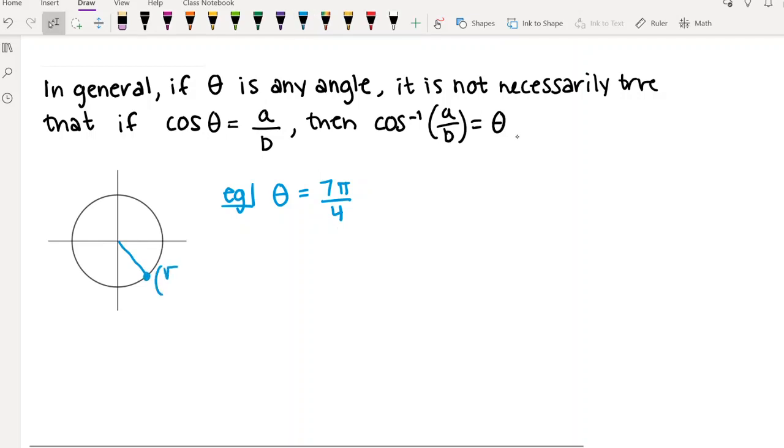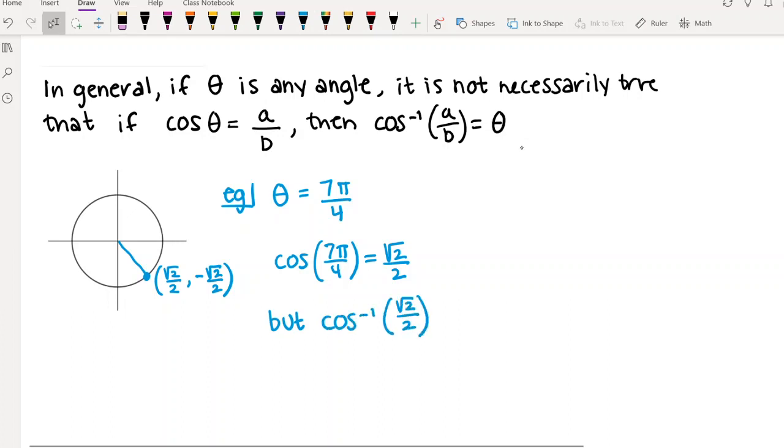So the coordinates of this point are root 2 over 2 and negative root 2 over 2. So what is cosine of this angle, 7 pi over 4? Well, it's that x coordinate, which is root 2 over 2. However, what happens if we take inverse cosine of root 2 over 2? Well, inverse cosine doesn't deal with angles that are in quadrant 4, right? Inverse cosine is only looking for angles that are between 0 and pi. So inverse cosine, maybe let me change the color just so that this picture makes a little bit more sense.